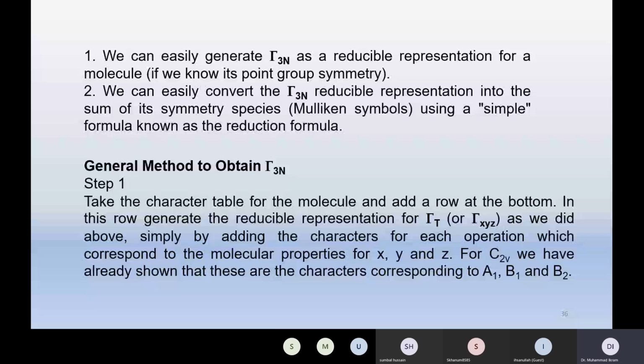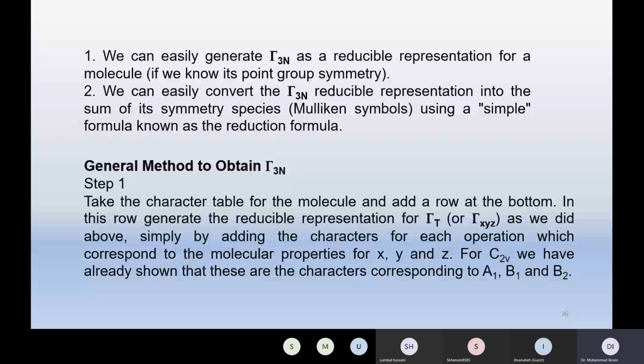Step 1. Take the character table for the molecule and add a row at the bottom. In this row, generate the reducible representation for gamma t or gamma xyz as we did above, simply by adding the characters of each operation which correspond to the molecular properties for x, y and z. जो characters, जो rows जिनके लिए सिमेट्री लेवल्स जो हैं उनमें आपके पास x, y और z लिखा होता है.